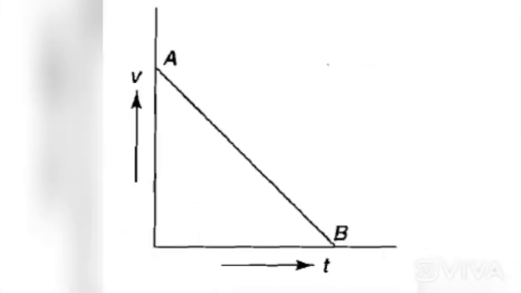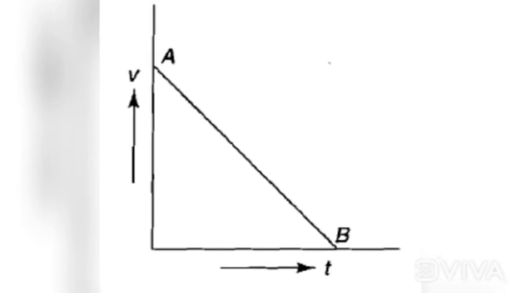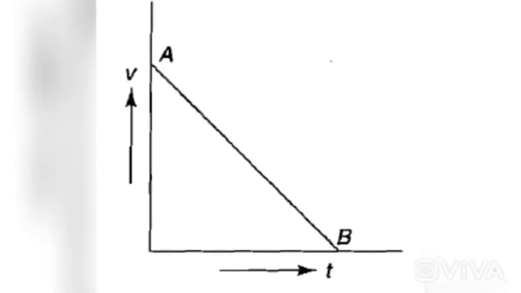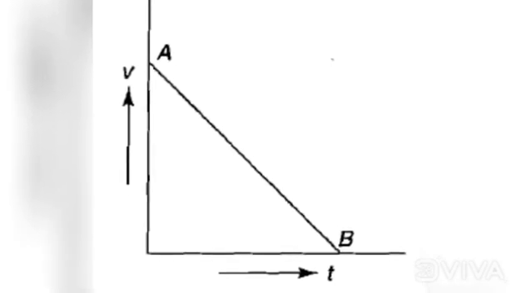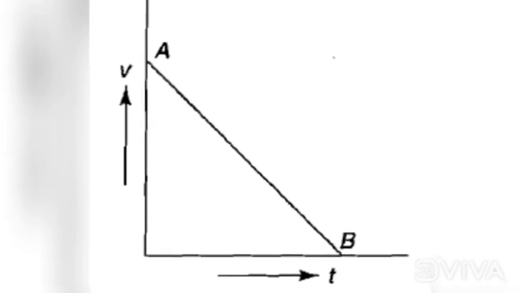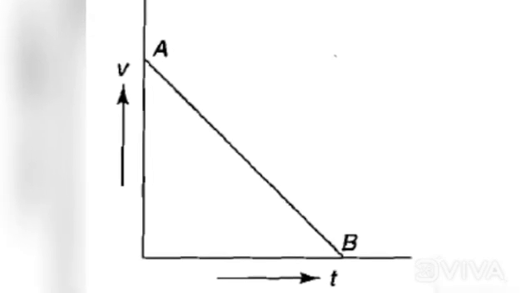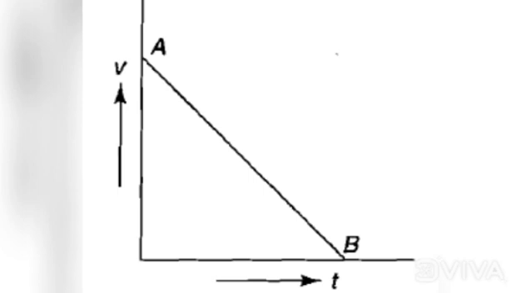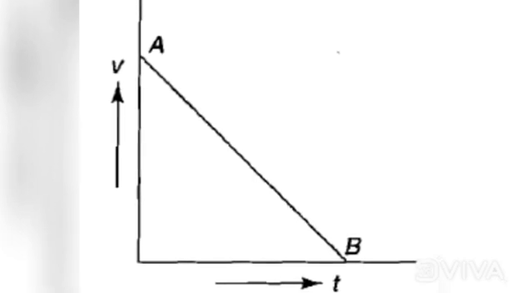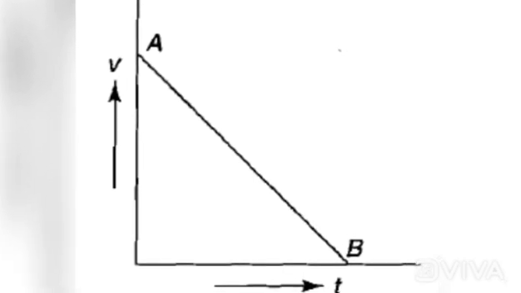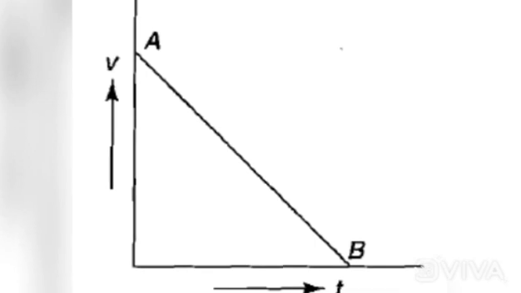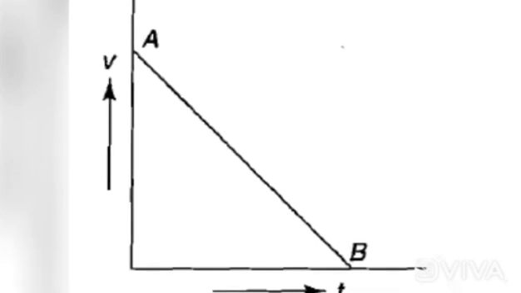Now let's talk about an object having negative acceleration, which means the direction of velocity is opposite to the direction of acceleration. Thus this graph is formed, from which we can see at time 0 velocity is a, and at time t the velocity becomes b, which is equal to 0.